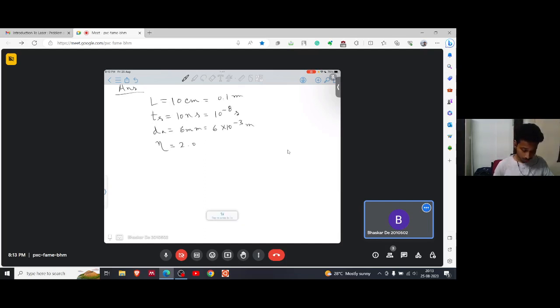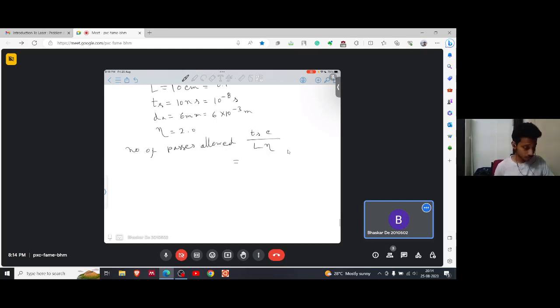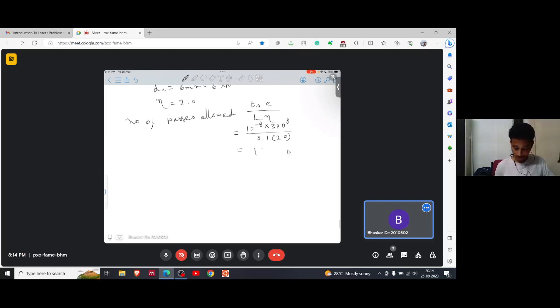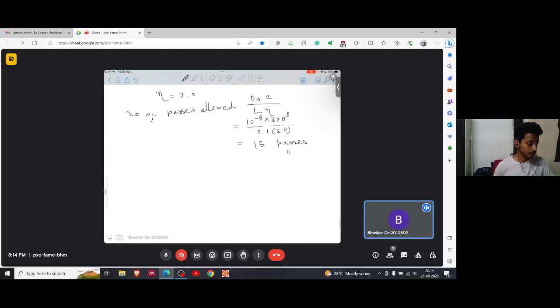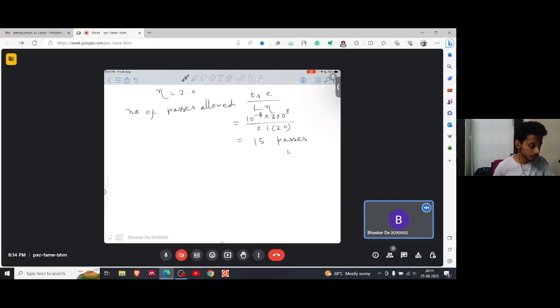So number of passes allowed is t_g c by L eta, equal to 10 to the minus 8 into 3 into 10 to the 8 by 0.1 into 2.0, which will give basically 15 passes. So 15 passes allowed. So that is the first part of the problem.